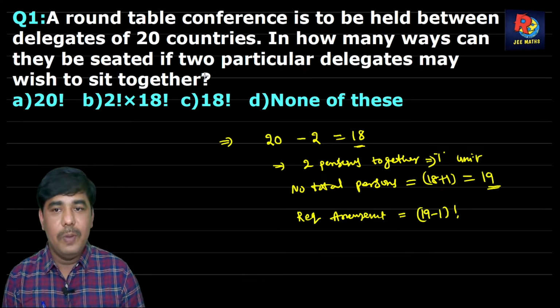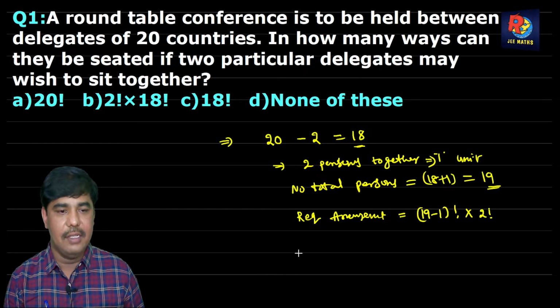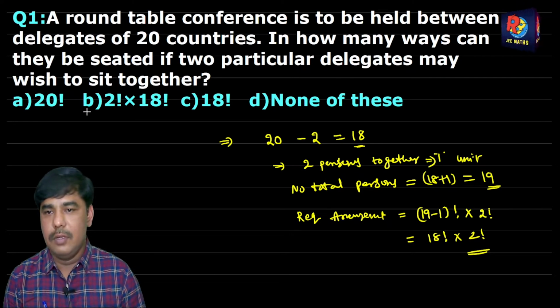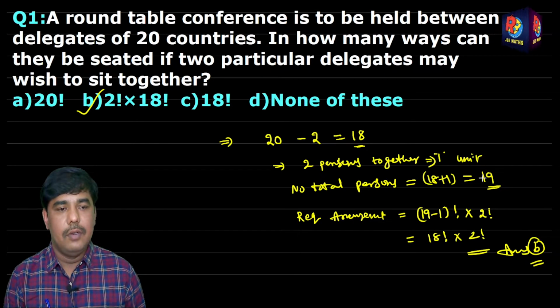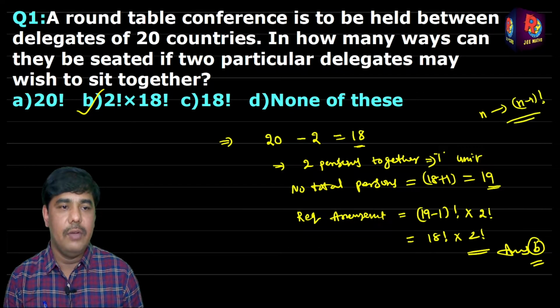But here the 2 persons are together, and those 2 persons will arrange themselves, so 2 factorial ways. So the answer is 18 factorial into 2 factorial. So option B is the correct answer. Here you need to use: if n persons are arranged at a round table, then n minus 1 factorial. This one you need to remember.